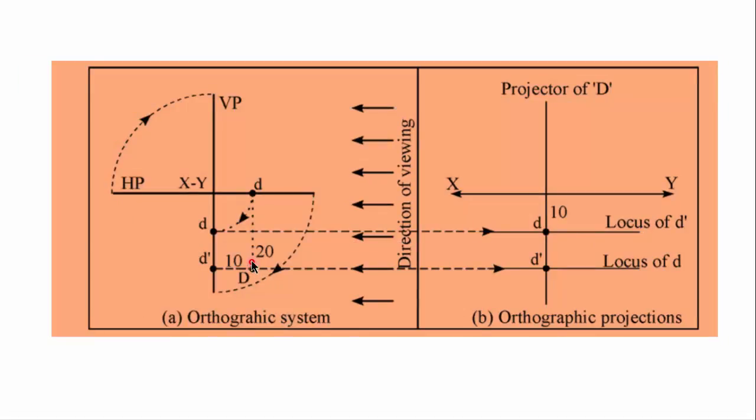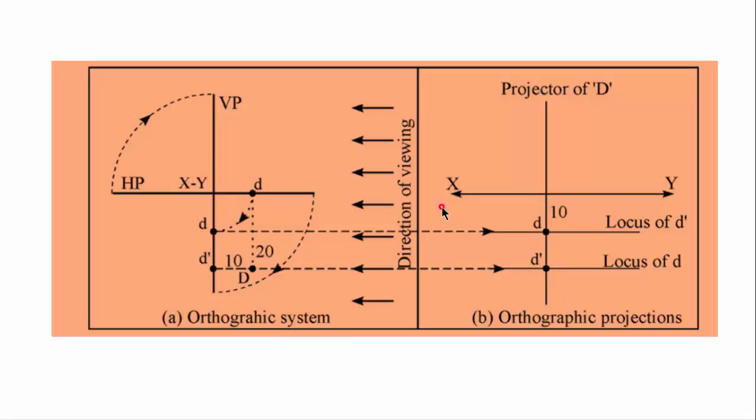Again, point D, it is in fourth quadrant. Specifically 20 mm below HP, 10 mm behind VP. Plan of D, elevation of D. After rotating HP, d will move to this location and finally here it will appear on a vertical line. Plan will be 10 mm below XY line and elevation will be 20 mm below XY line.